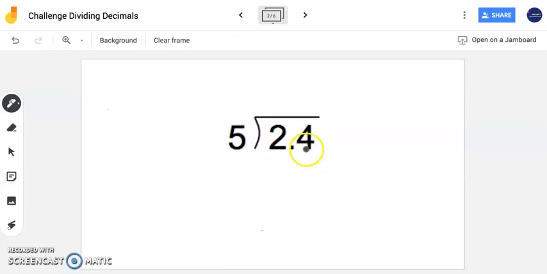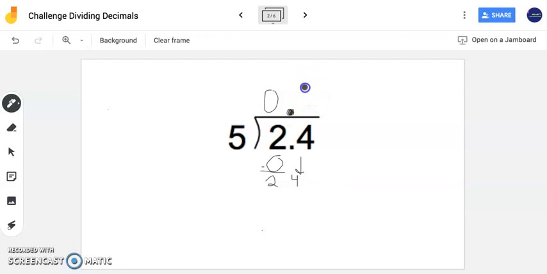So now, even though I see a decimal in my dividend, that's just telling me I'm going to have a decimal in my quotient. So I can put that up here, or I can wait till the end of the problem. So now I'm going to simply start my long division. 5 times 0 is 0, which gets me close to or exactly to 2. I'm going to subtract and I have 2. Now I'm going to bring down my 4.